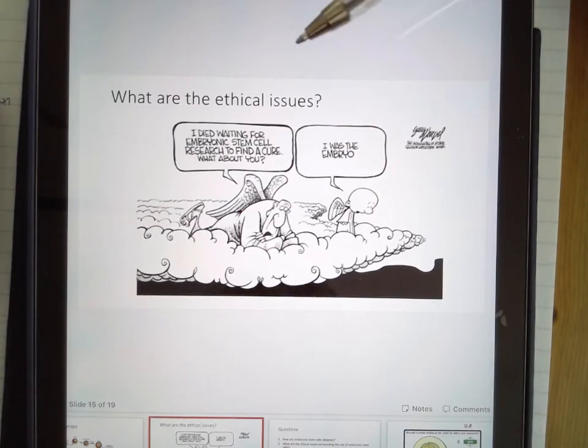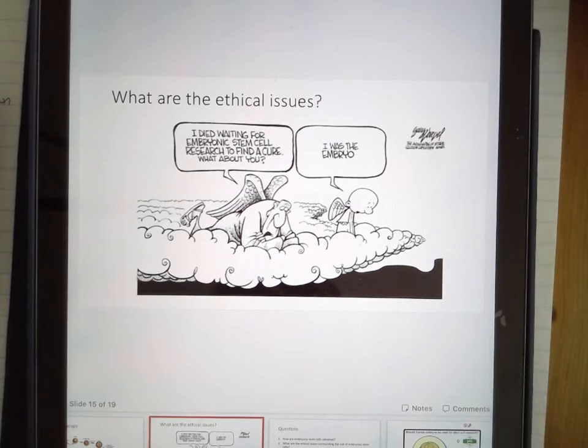So with these cartoons, they tend to favour one side over the other. I just want you to think to yourself for a second, which side of the debate do you think this cartoon is on? Do you think this cartoon is pro-embryonic stem cell research? Or do you think this cartoon is anti-embryonic stem cell research? Just pause me for a second, pause the video and think about that for yourself first before I start discussing it.